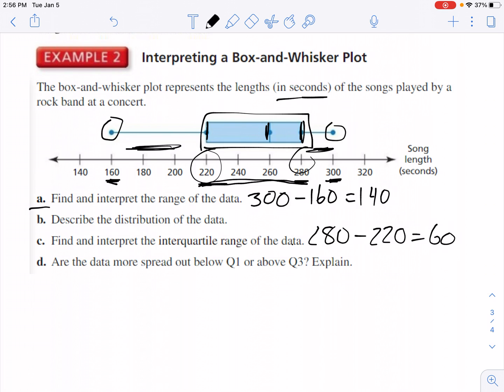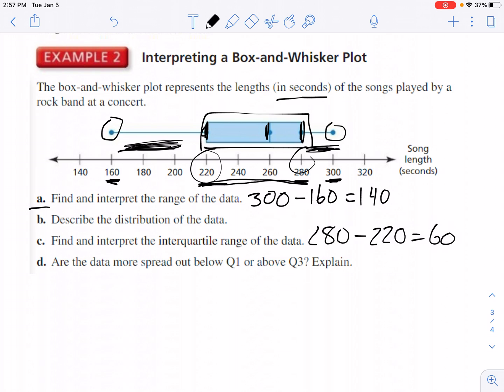Now, are the data more spread out below Q1, because Q1 is right here, or is it more spread out on the upper side there? And then explain what that means. Well, when we're looking at the box and whisker plot, wherever the whisker is longer, that's where the information is more spread out. That's where there's possibly less data and things are slightly more spread out.